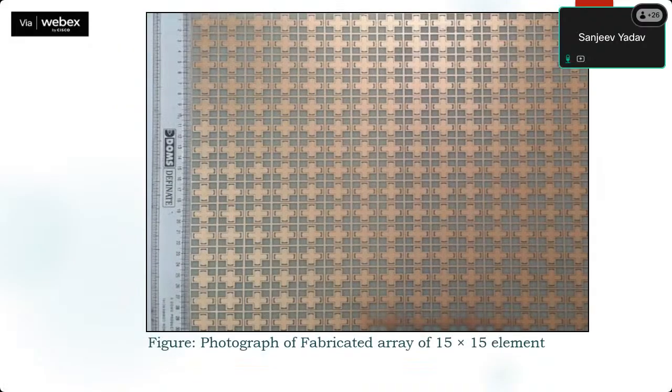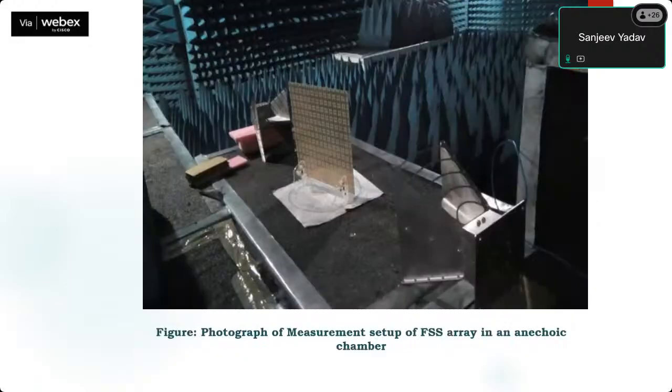And this is the photograph of the fabricated 15 by 15 element structure, and this has been measured inside the anechoic chamber. Here you can see that the two antennas are put, and in between them the structure is put, and at the bottom you can see the protractor is put, so that the angular incident angles can be measured, or how it shows its properties.